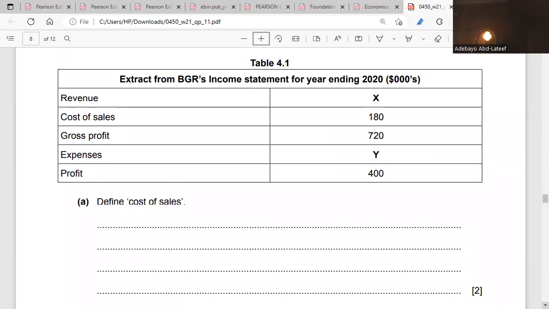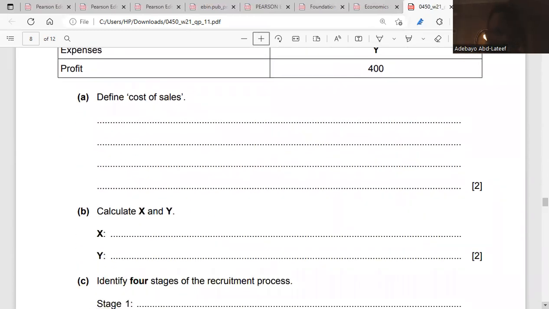When we talk about cost of sales, this is the amount you spend in ensuring that the product is available for sale. The cost spent on ensuring that the product is made available to be sold. That is cost of sales. Is it clear? Very clear. All right. Calculate X and Y.